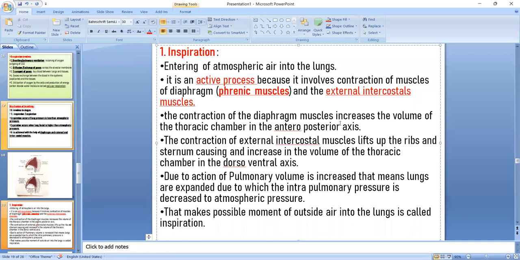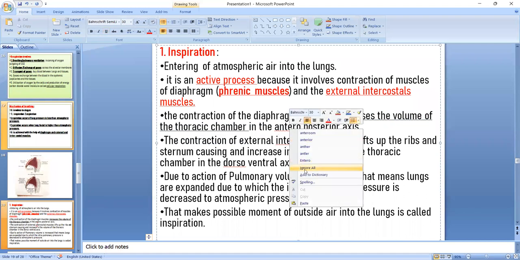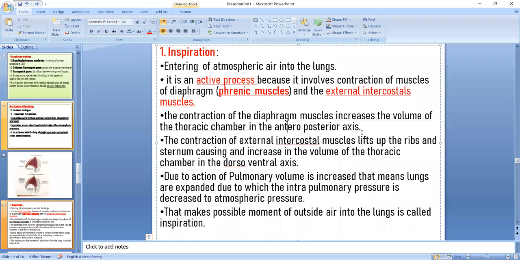So then, the contraction of diaphragm muscles increases the volume of thoracic chamber. Ikkada anni increase unta inspiration in the antero posterior axis. Okay, so munduku venaki expand avutundi thoracic chamber due to contraction of these two, diaphragm and external intercostal muscles. The contraction of external intercostal muscles lifts up the ribs. Spring laga close ga unna ribs anedi pike lesthe. And the sternum kuda kodhi pike upward and forward.